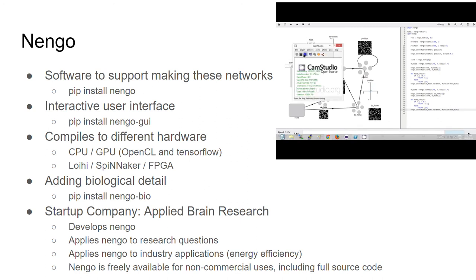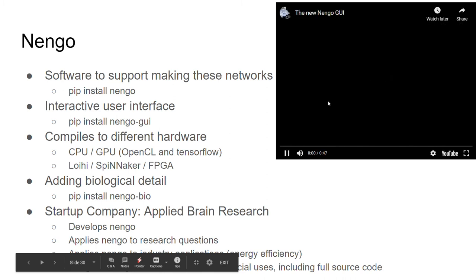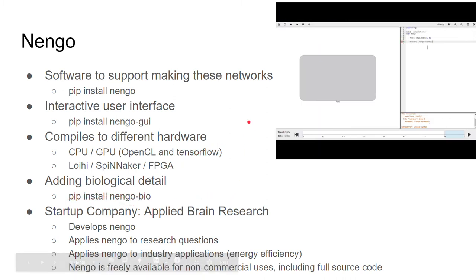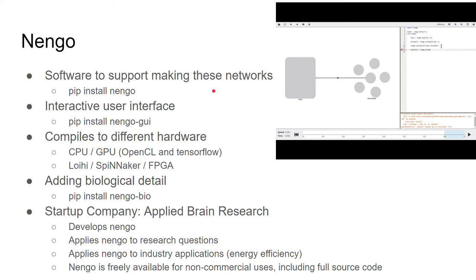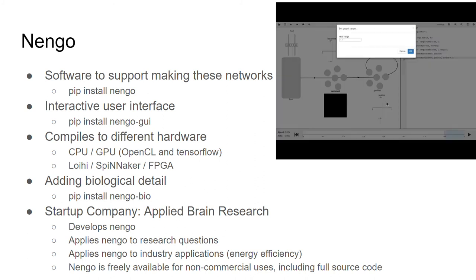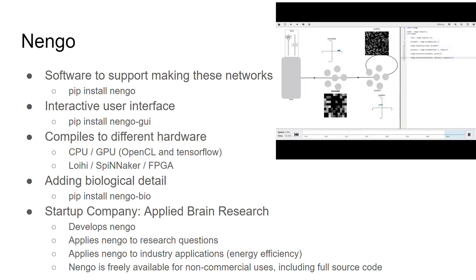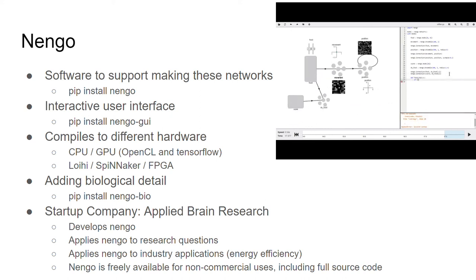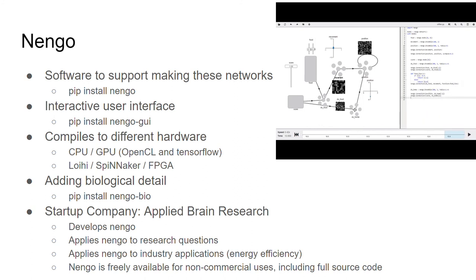There's also been a bit of work trying to add in more biological detail. It's worth pointing out that the group of us who initially developed the software, Nengo, made a startup company called Applied Brain Research, which is using this software. They're developing the software, maintaining it, and handling bug reports and all that sort of stuff. That helps, so it's fairly professionally maintained. But the company itself is also applying Nengo both to research questions and to industry applications.